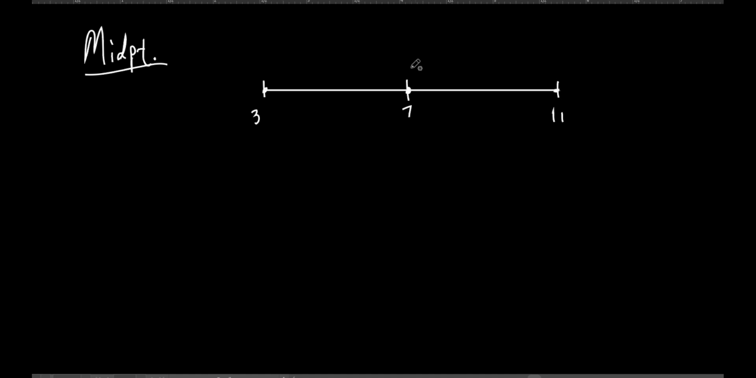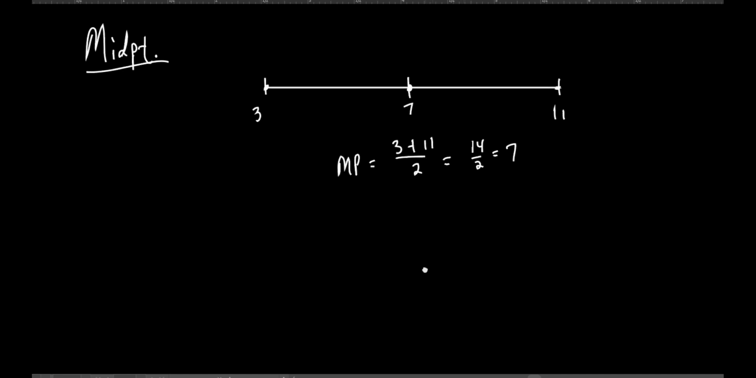But that's too complicated. The best way to find the midpoint along a straight horizontal line is adding the endpoints together and dividing by 2. That's the easiest way to do it. So 3 plus 11 is 14, divided by 2 is 7, okay? Keep that method in mind because that's what we're going to use to do ordered pairs. Find the midpoint of an ordered pair.